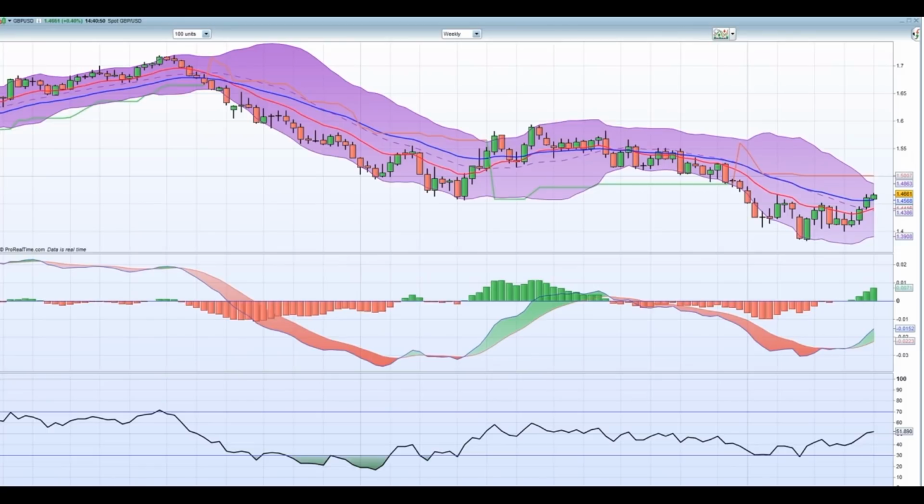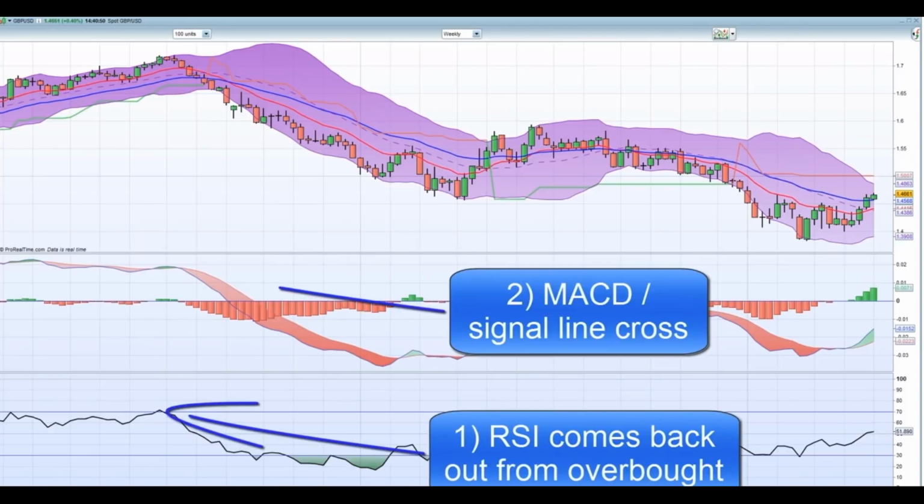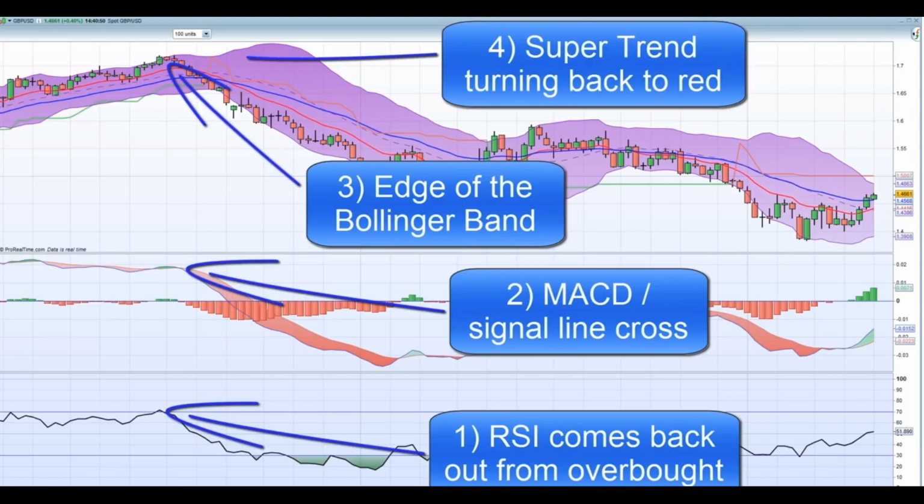So now we have the confluence of four indications. We have an RSI coming back out of overbought, we have an MACD cross, we have the market going to the edge of one of the deviations on the Bollinger Band, and we also have the Super Trend turning back to red.